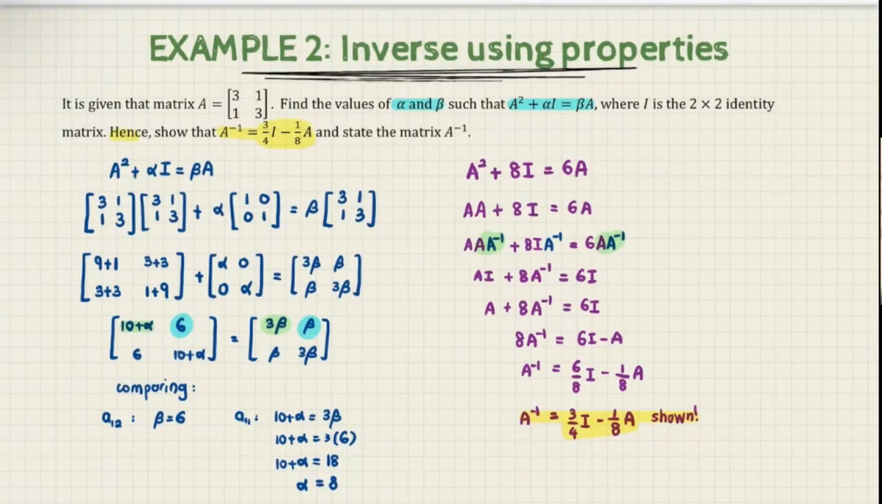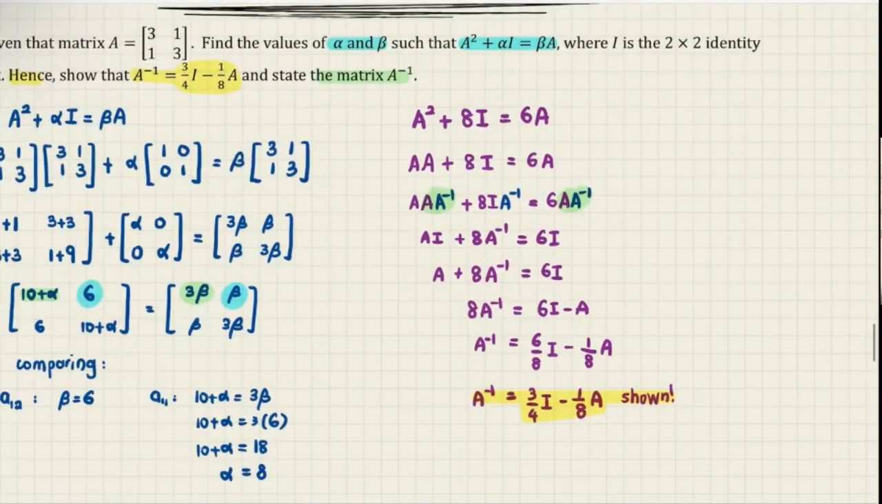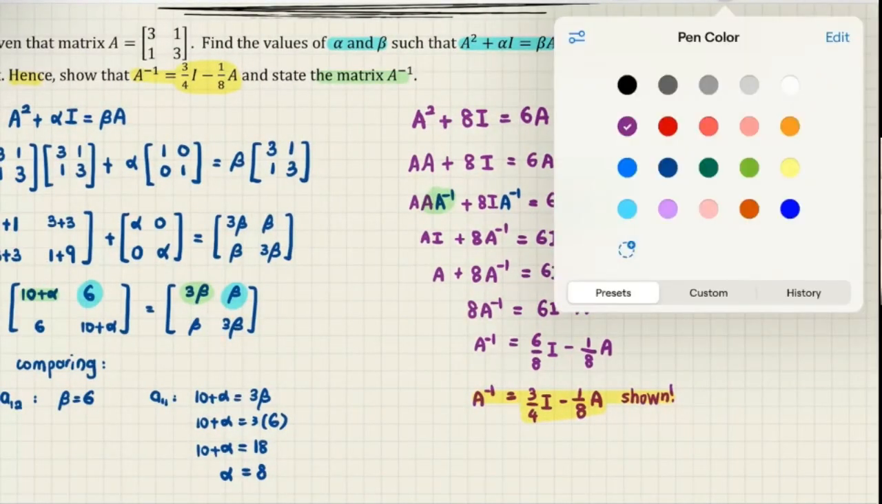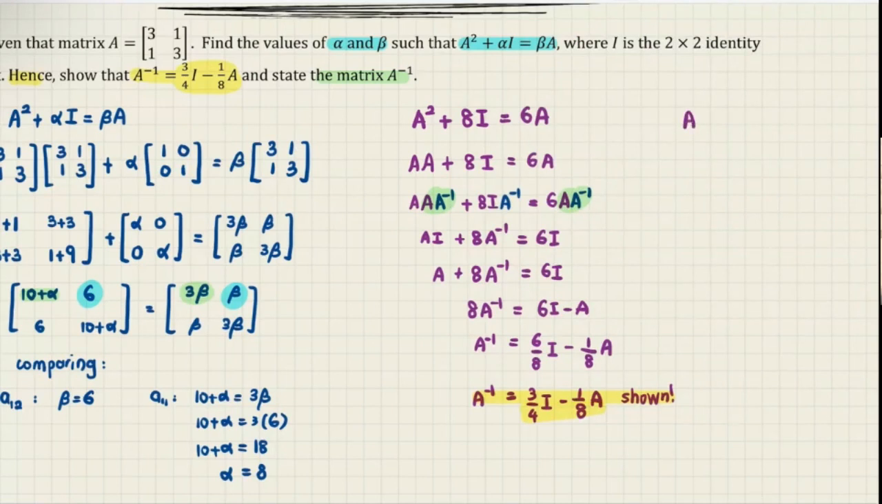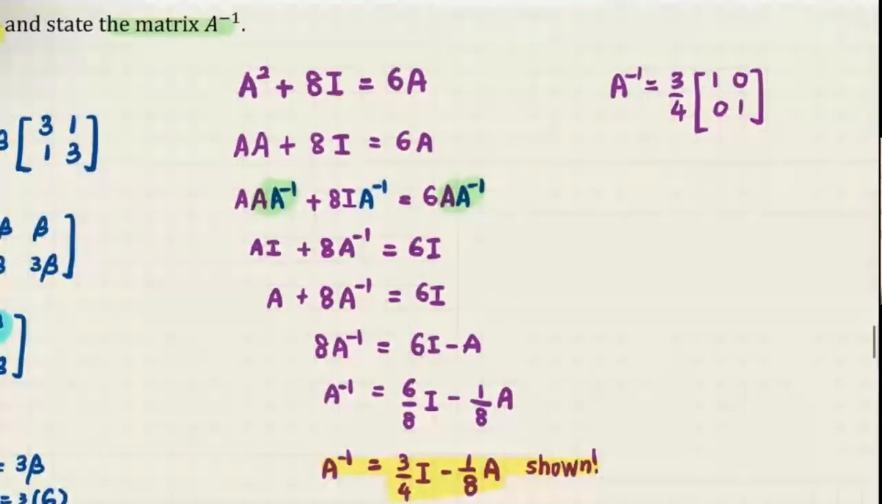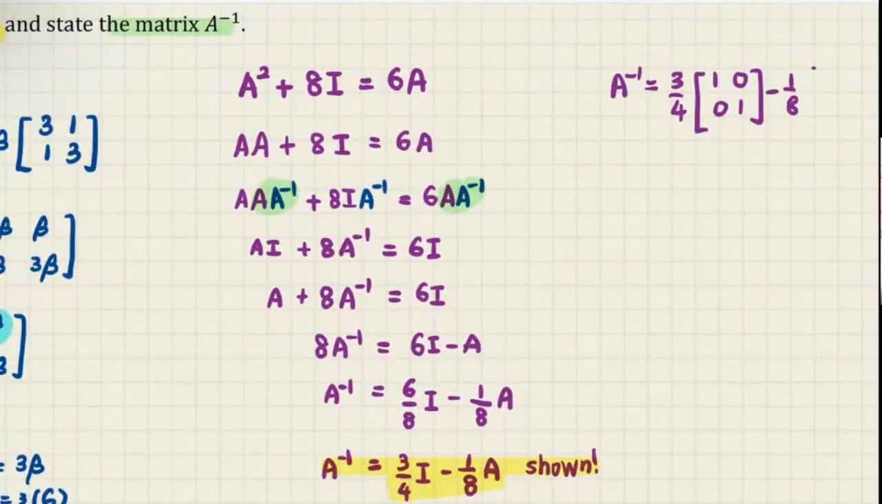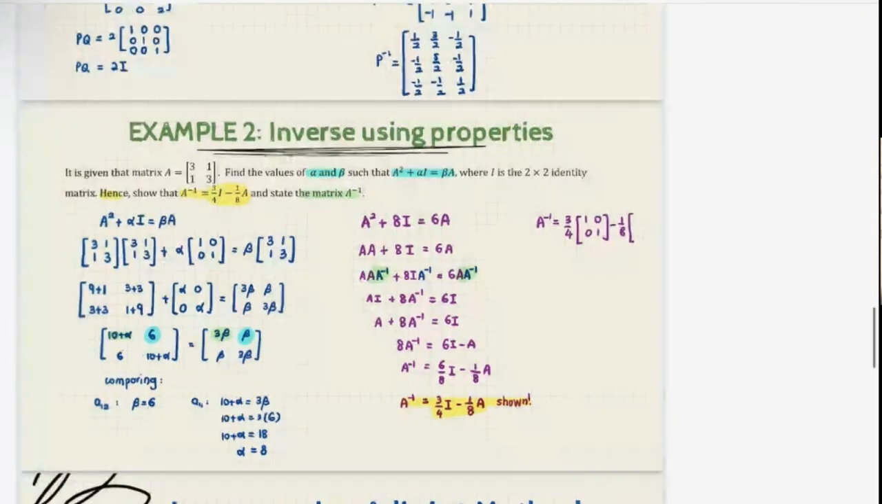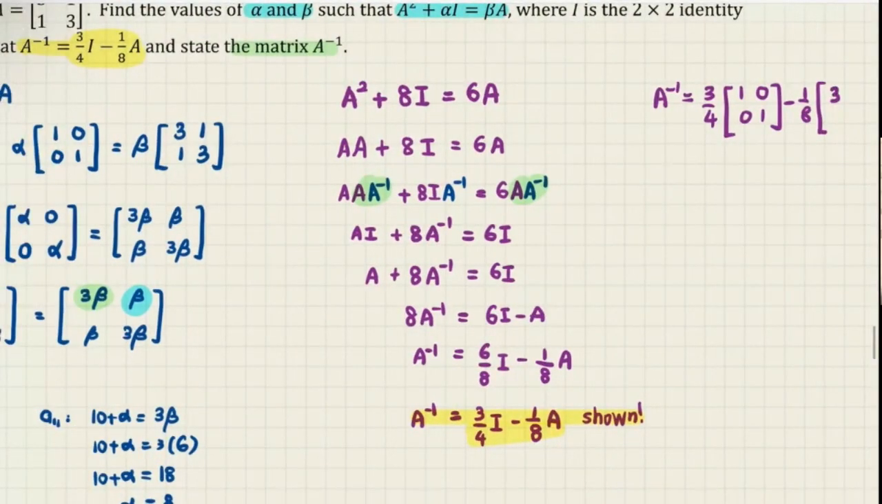Okay, now last kali dia minta kita state the matrix A inverse. So your A inverse will be equals to 3/4 darabkan dengan I. So ini adalah 2x2 matrix kan? 1, 0, 0, 1. Alamak, tak cukup ruang. Sekejap, minus dengan 1/8 darabkan dengan A. A kita apa tadi? 3, 1, 1, 3. Okay.